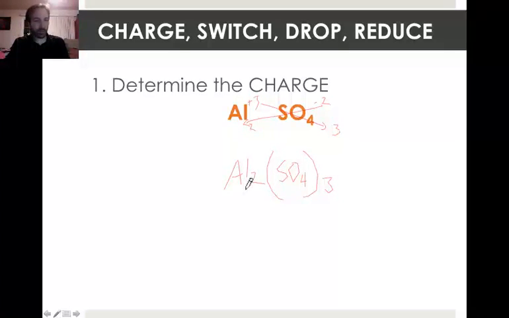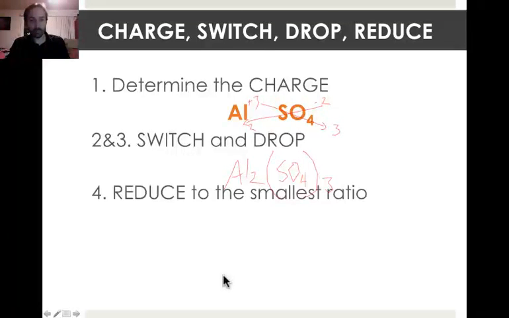Notice, I haven't really talked too much about that last step, the reducing, but notice we can't reduce this one, right? It's a 2 to 3. You can't reduce that. The only time you can reduce is if it's going to be like 2 to 2, 3 to 3, 4 to 4, or even like a 2-4, it could be reduced to like 1-2 or something like that, right? But in this case, we can't reduce it to a lower whole number.